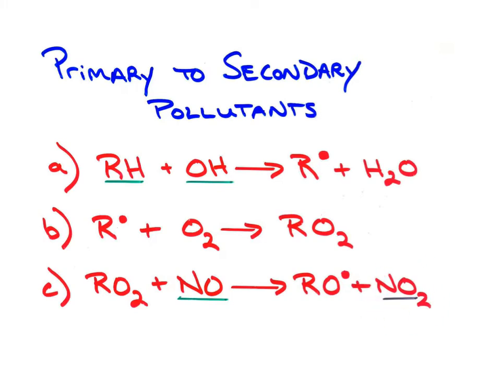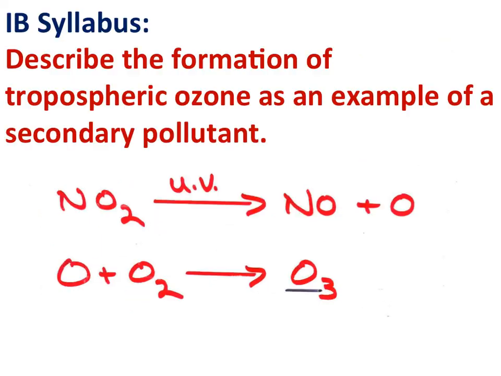Now, you don't need to know anything on this slide except that NO2 is a secondary pollutant. NO2, under the influence of UV, ultimately results in ozone. Let's take a look. But here is detail that you need to take into your system. Describe the formation of tropospheric ozone as an example of a secondary pollutant.